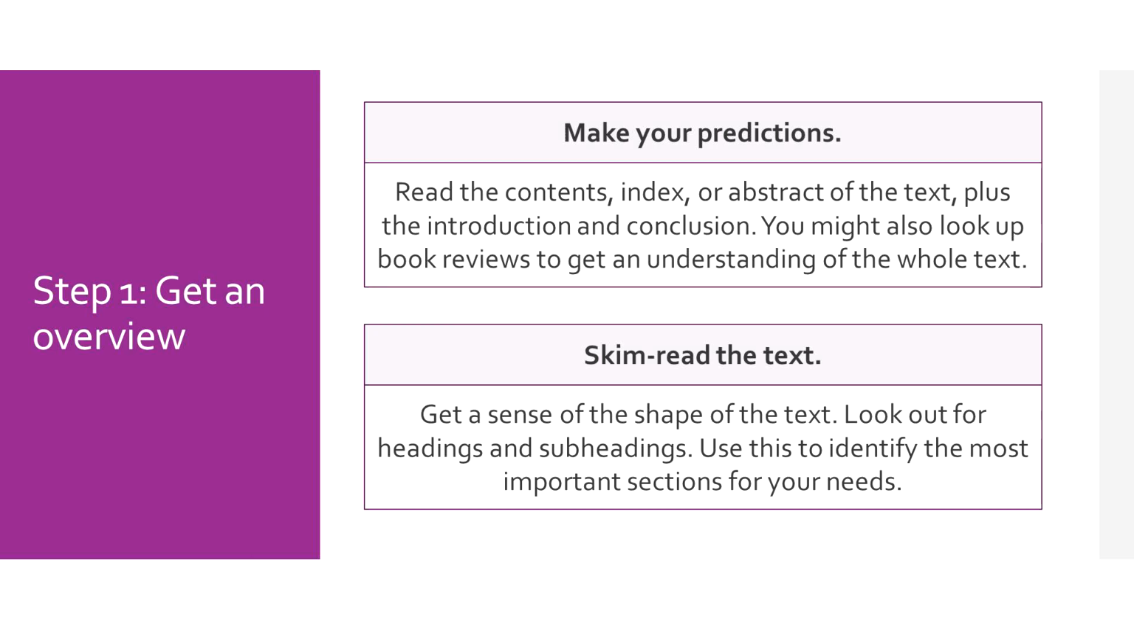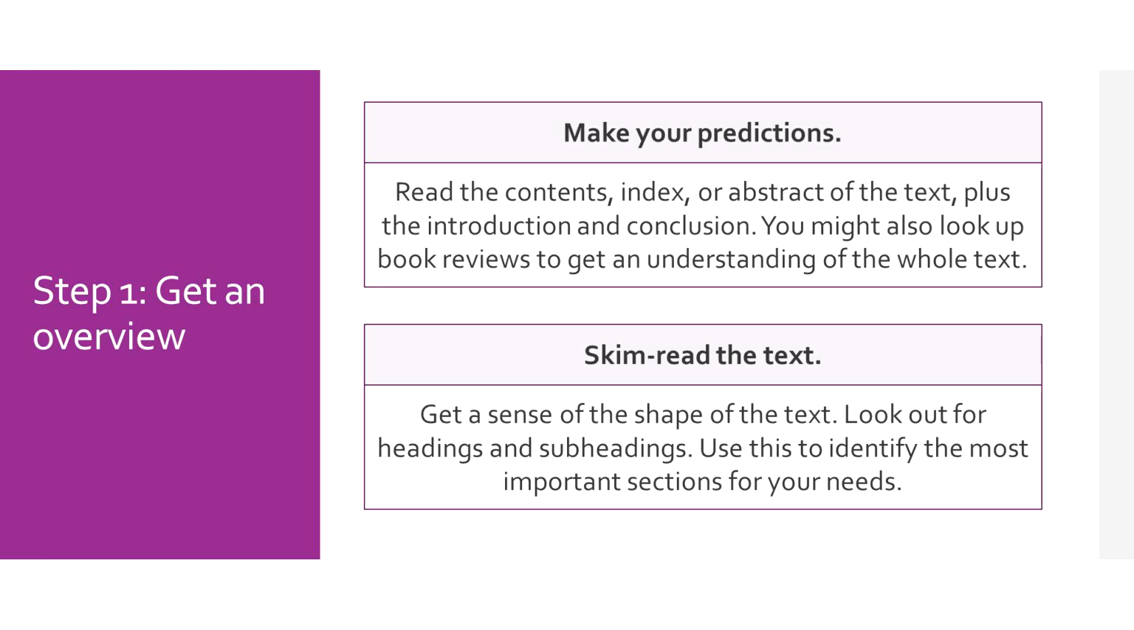We'll now go into each of those steps in a little bit more detail. So step 1, get an overview of the text. You'd like to start making your predictions. You can do this when you read the contents, the index, or the abstract of the text, plus the introduction and the conclusion. You might also look up book reviews to get an understanding of the whole text.